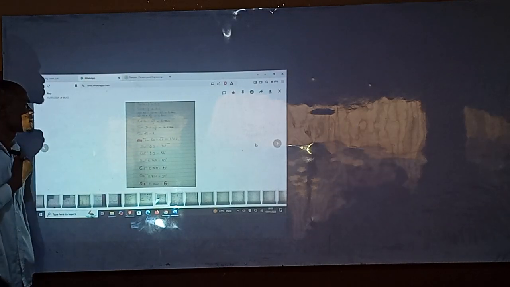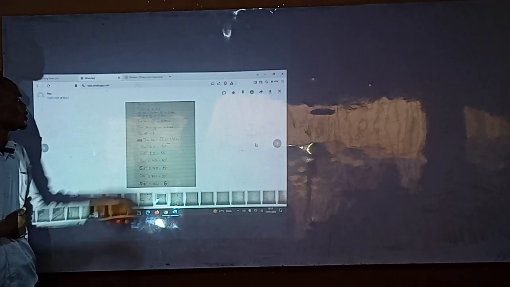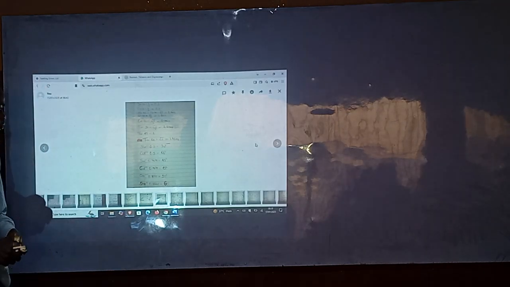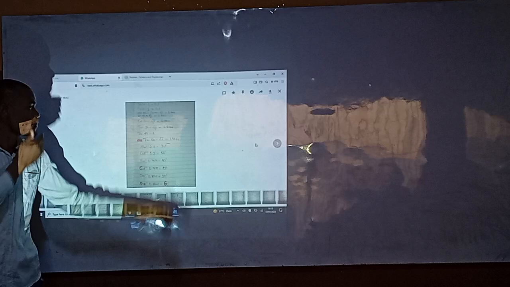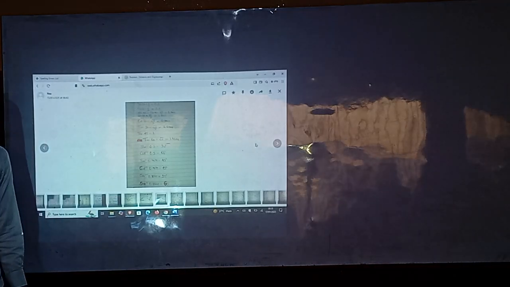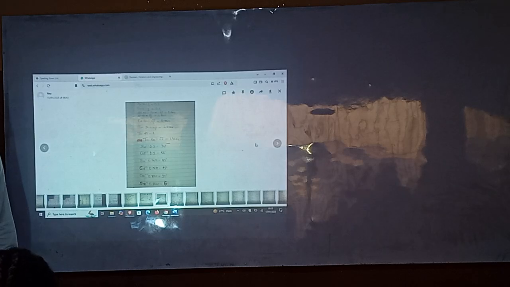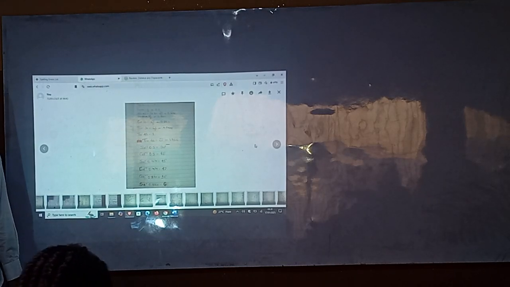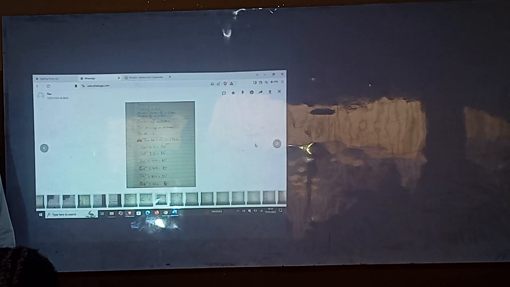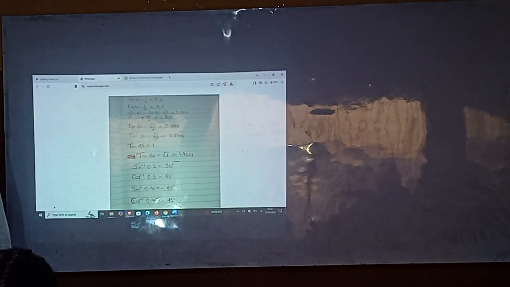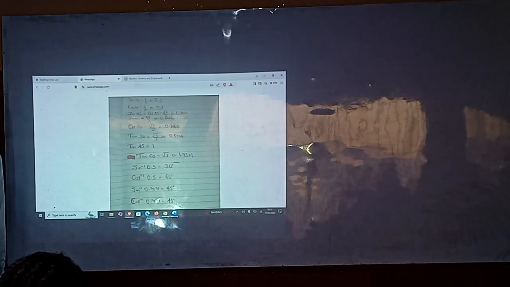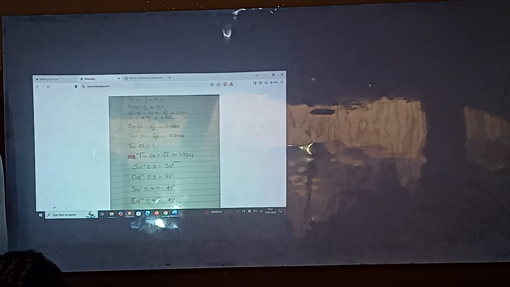Sin 30 equals what? 1/2 or 0.5. Cos 60 equals what? 0.5. Cos 45 equals √2/2 or what? 0.7071. Sin 60 is √3/2 or what? 0.8660.